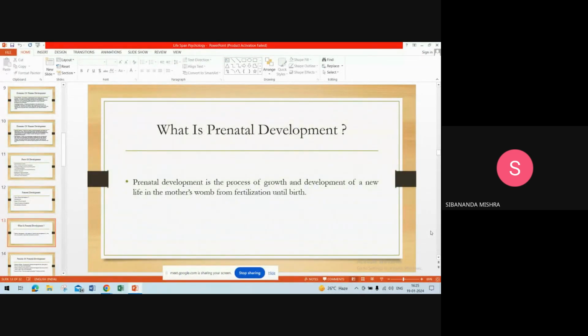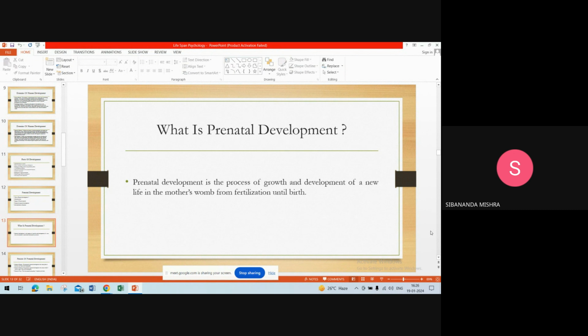Next, what is prenatal development? Prenatal development is the process of growth and development of a new life in the mother's womb from fertilization until birth. You can also say it is a process in which an embryo or fetus develops during pregnancy from fertilization until birth.